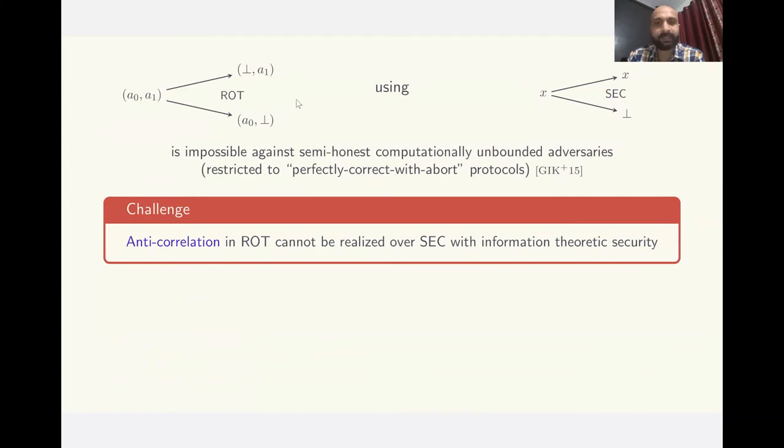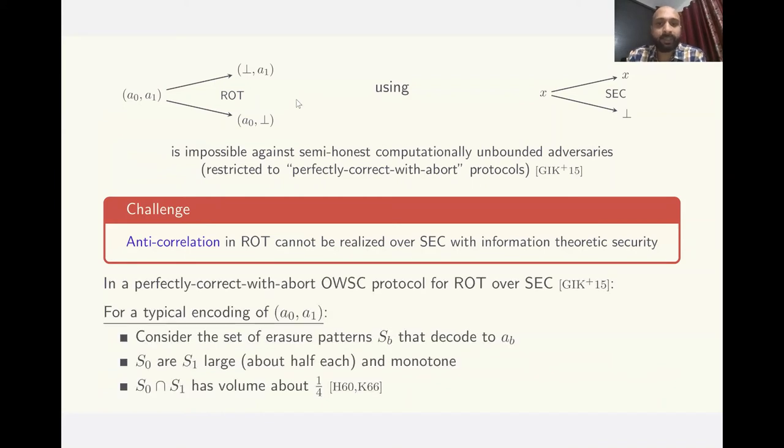This kind of anti-correlation is not inherent in SEC. Let us now briefly look at the proof of this impossibility to see where the difficulty lies in making a construction. Consider an OWC protocol for ROT over SEC. For any typical encoding of input A0, A1 to the ROT, to ensure security against the sender, we need that half of the erasure patterns should decode A0.